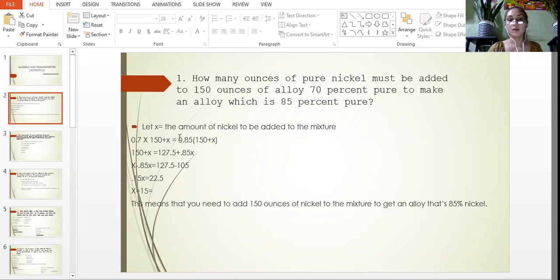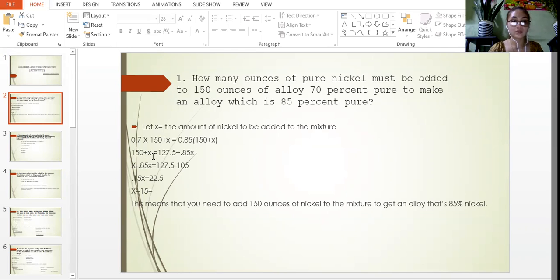Number 1. How many ounces of pure nickel must be added to 150 ounces of alloy 70% pure to make an alloy which is 85% pure? So let x be the amount of nickel to be added to the mixture. So 0.7 times 150 plus x is equal to 0.85 times the quantity of 150 plus x.